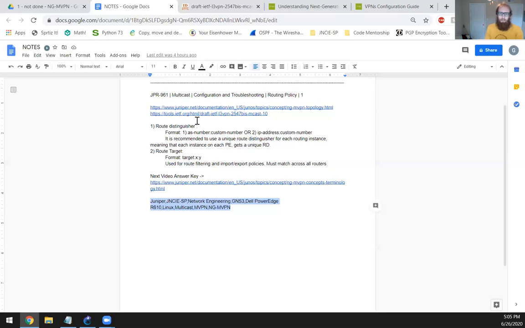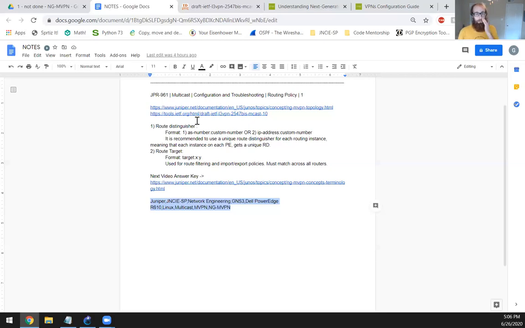The formats are the AS number and a number you make up, or you can use an IP address and then a number you make up as well, and you don't have to have any part of that matching. In fact, it's recommended that they are unique. That's different from the route target. That's got to match across routers. The format of that is going to be target colon a number colon another number. These do have to match across all routers, and they're primarily just used for route filtering, import-export policies.